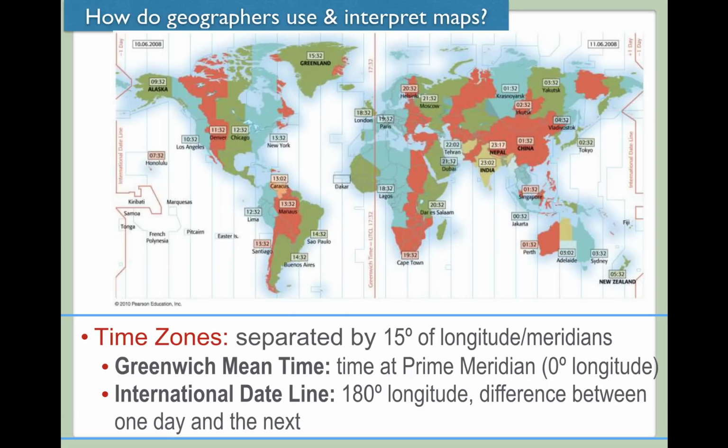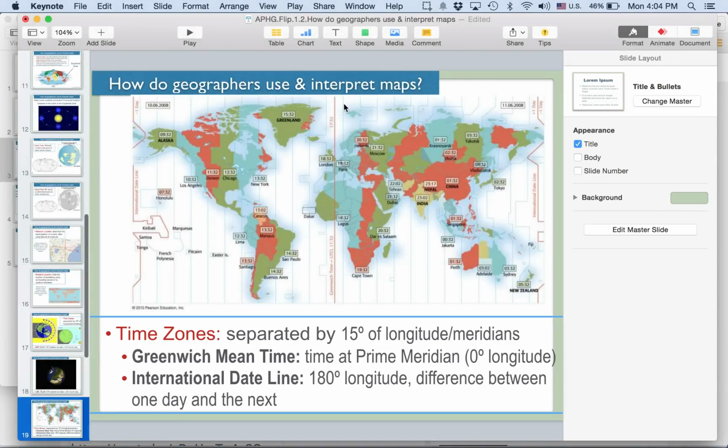If we go 15 degrees east, I'm going to use the pointer here, 15 degrees east, we've gone forward 1 hour. 30 degrees east, forward 2 hours. 45 degrees east, we've gone forward 3 hours. And then let's do the other way. If we went 15 degrees west, we've gone back an hour. 30 degrees west, we've gone back 2 hours. 45 degrees west, we've gone back 3 hours.